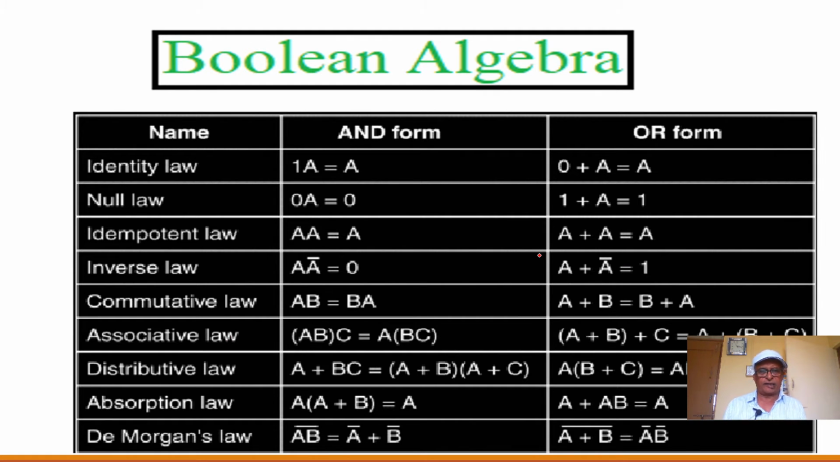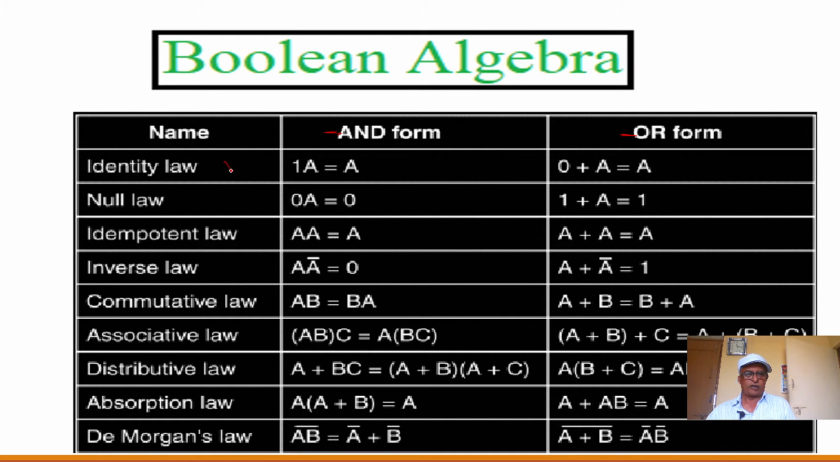Like our mathematical algebra, there are certain rules of addition, subtraction, multiplication, etc. Here also we are going to consider certain rules, and those rules are called Boolean algebra. So in this case the first column gives the names of the different laws, how these laws are applicable to the AND gate, and then how these laws are applicable to OR gate, that we can consider here.